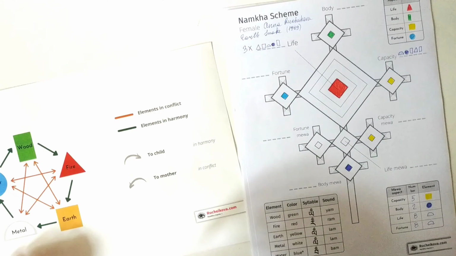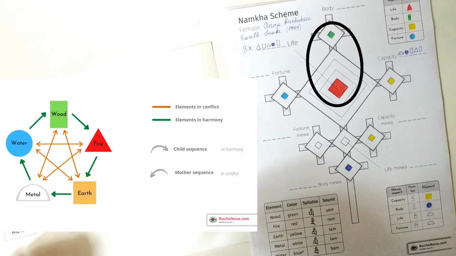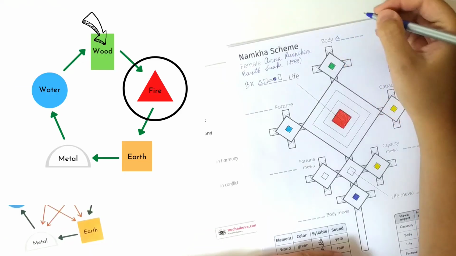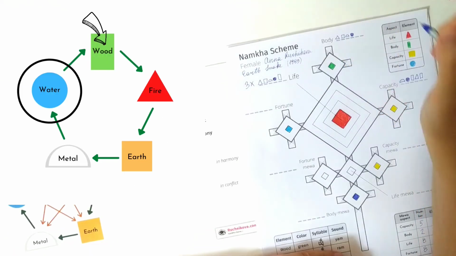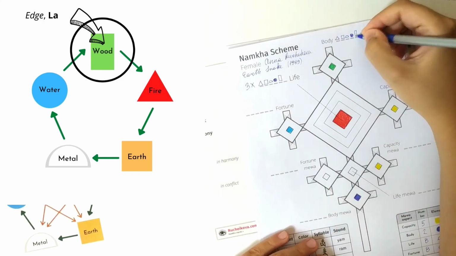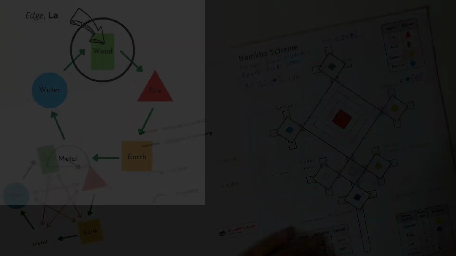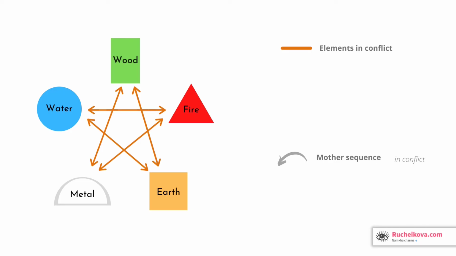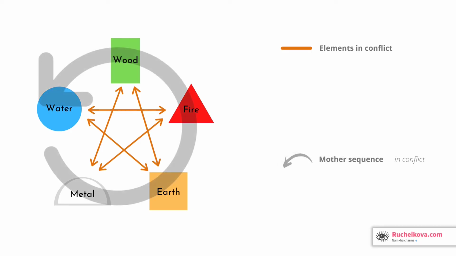One more example with body. Body and life are in harmony, child sequence. Fire, earth, metal, water. Then I turn back to wood. When elements are in conflict, we follow the mother sequence, from child to mother to get more support and protection.